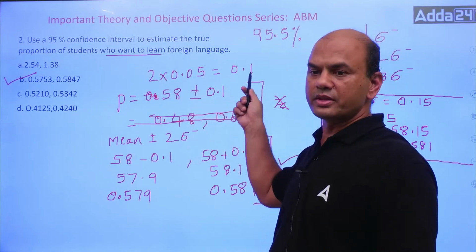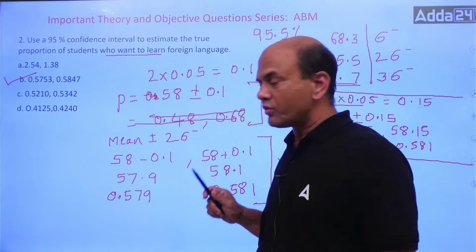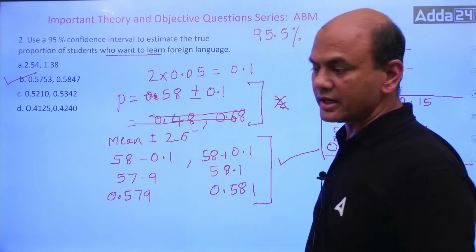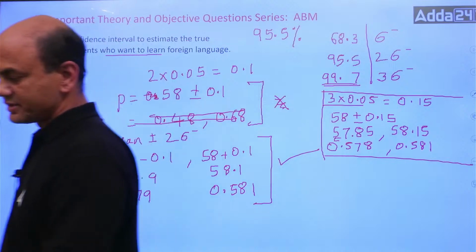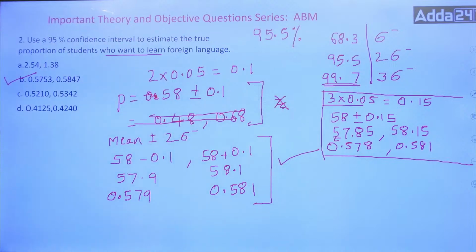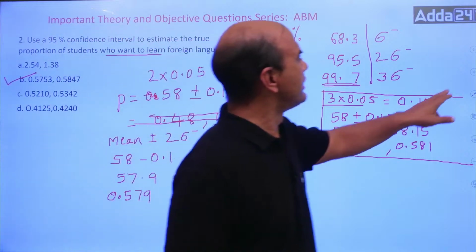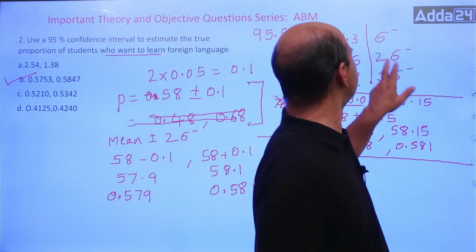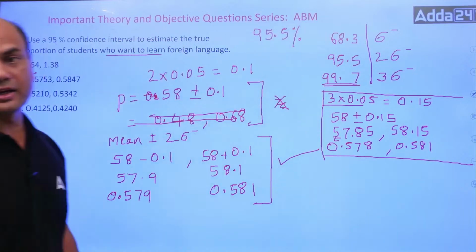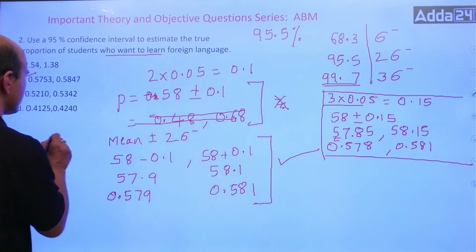So it is 0.1. So what do you mean by this? 0.1, standard error, you have got it. It means that it is plus or minus. See, what is the meaning of this? Let me show you. Whenever you write standard error, it means this is a zone.